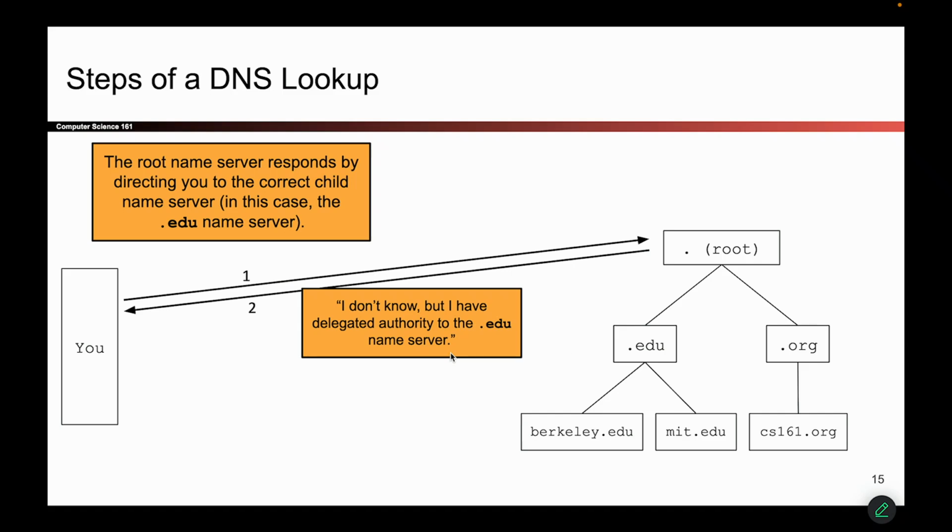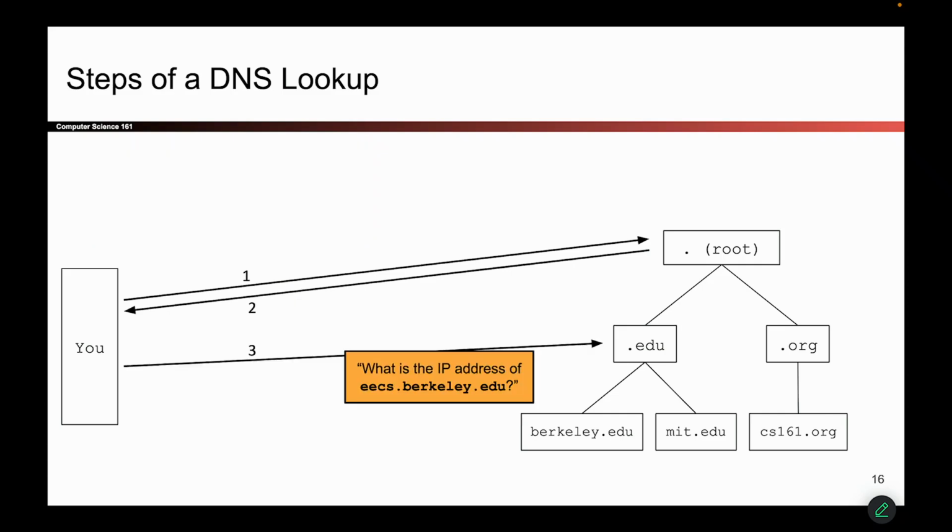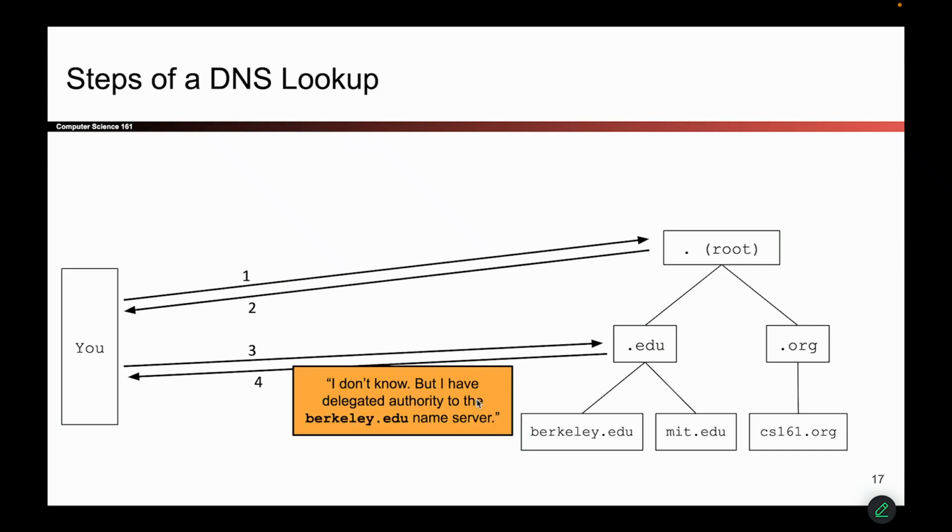So now that you have the contact information of someone else, you'll go to them. You're going to ask the same question, because your question hasn't changed. And the .edu name server might answer by saying, I don't know either, but I can tell you who else can help. There's another name server out there. They can answer all of the questions ending in berkeley.edu. So you should go talk to them instead. And here's their contact information.